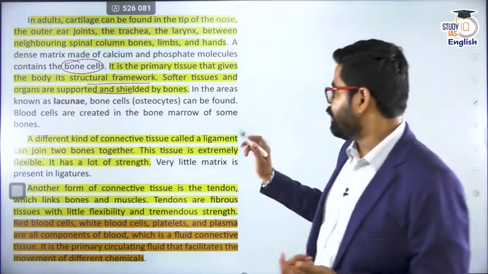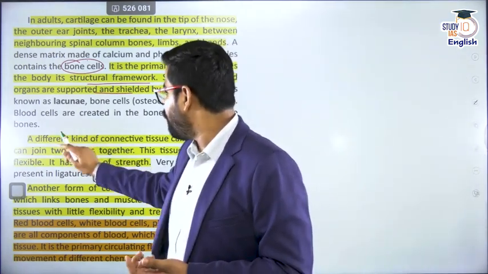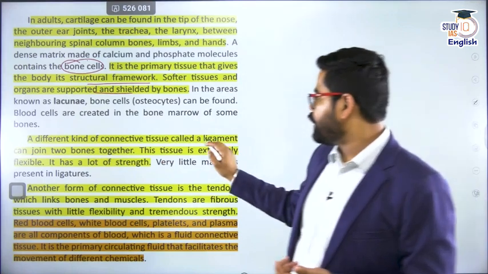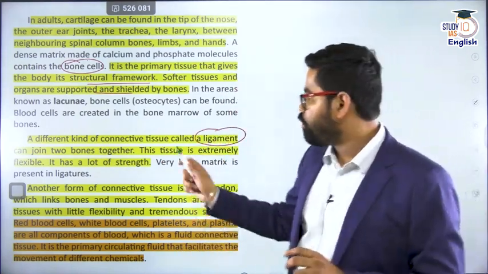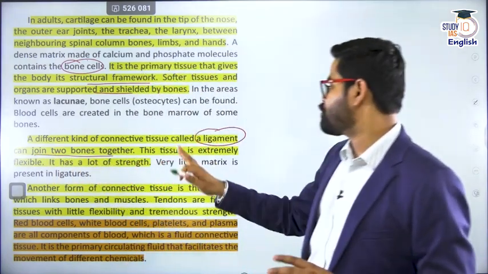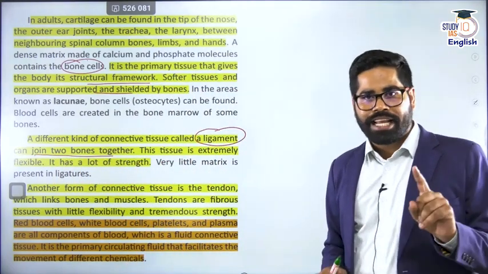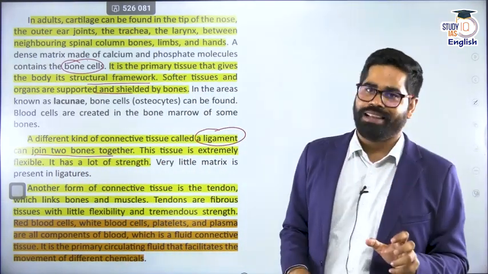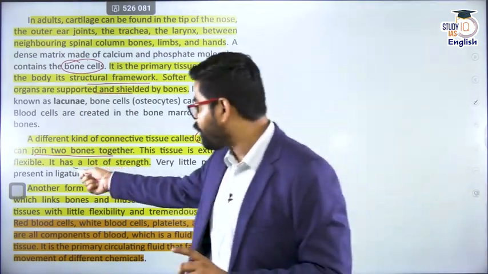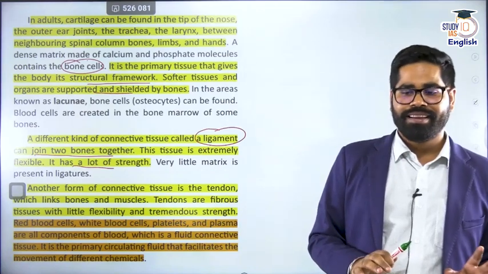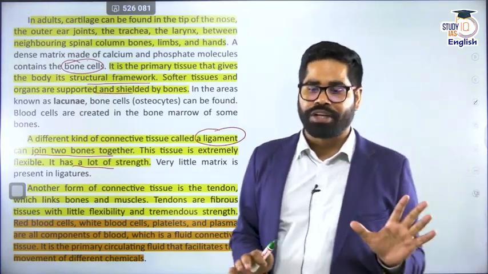Then there is another important tissue, which is the ligament. This ligament is responsible for joining two bones together. It is also very flexible, but has a lot of strength also.